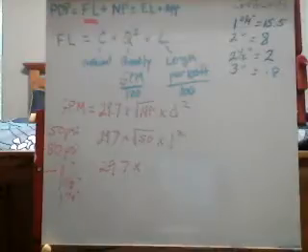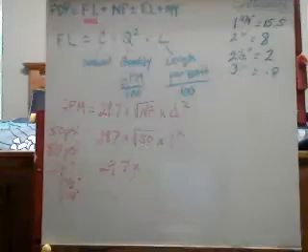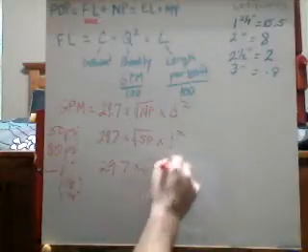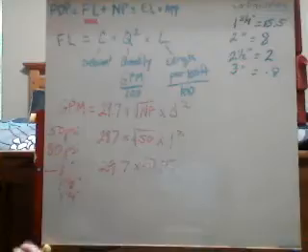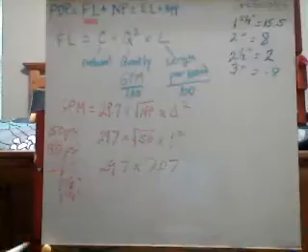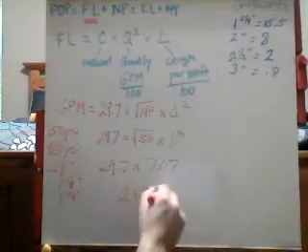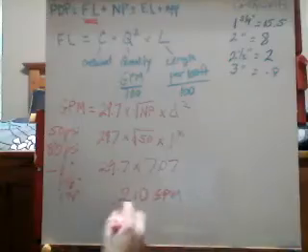Square root of 50 equals 7.07. So 7.07 times 29.7 equals 210 GPM, 210 gallons.